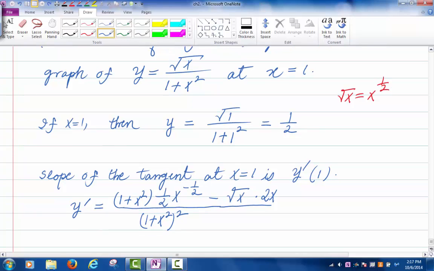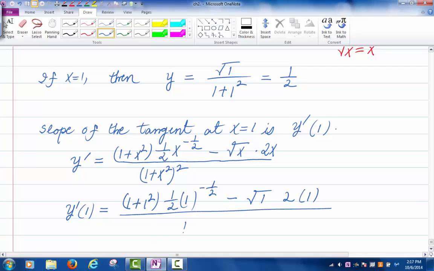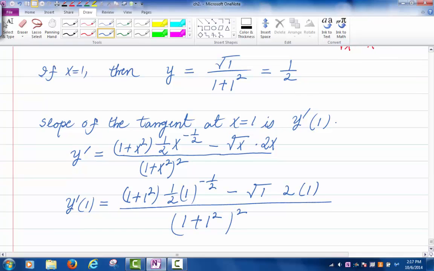Okay, you can simplify this if you wanted to, but I am not interested in that derivative. I am only interested in the derivative evaluated at 1. So without simplifying, I'm just going to plug in 1 and then find out what is y prime of 1. So what is that? This would be 1 plus 1 squared times half times 1 to the negative half minus root of 1 times 2 times 1 over 1 plus 1 squared, that whole thing squared. Okay, what is that?